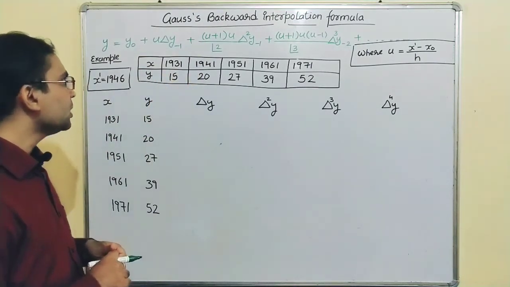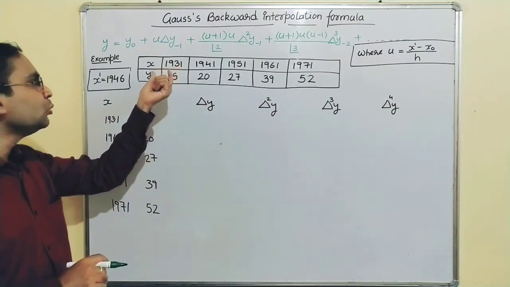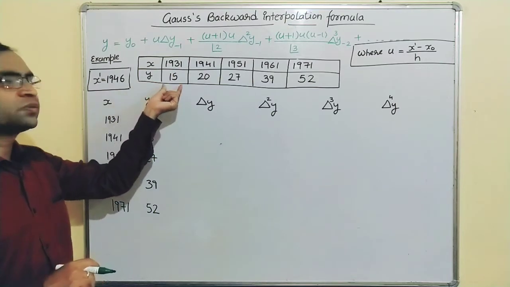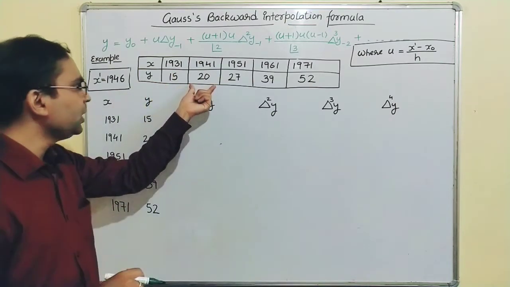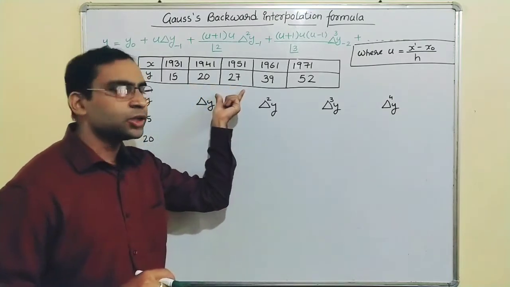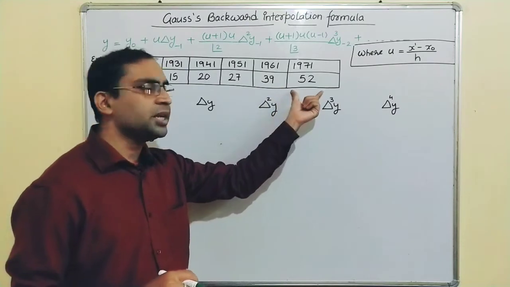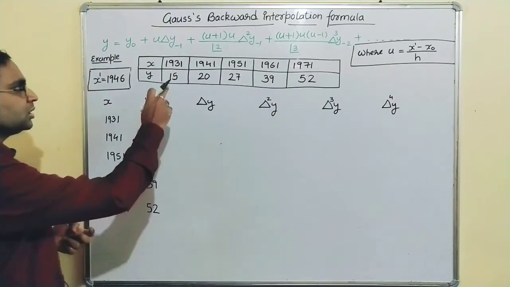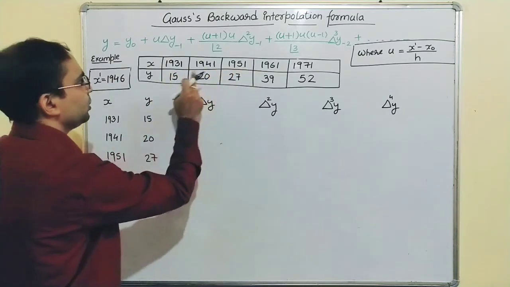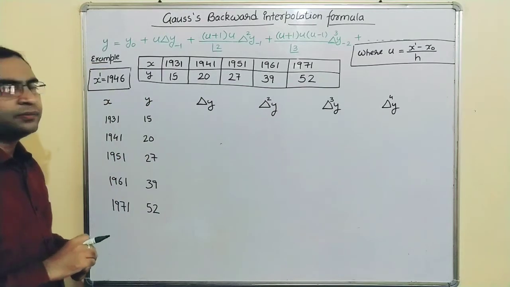So let's see, this is the example where we have been given the year and the population of a town in thousands. For the x values we have 1931. In the year 1931 the population of the town was 15,000. In the year 1941 the population of the town was 20,000. In 1951 it was 27,000. In 1961 it's 39,000, and in 1971 it's 52,000. The first thing we need to notice is that there should be equal intervals. So we have equal intervals of 10 years in each data value.